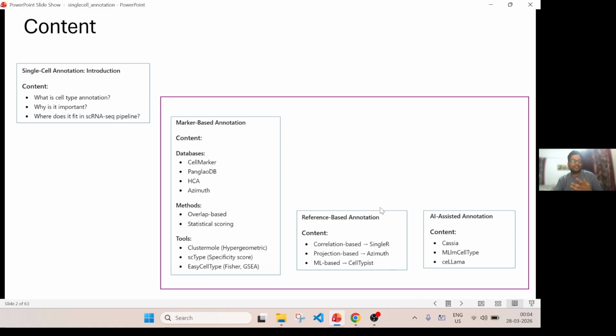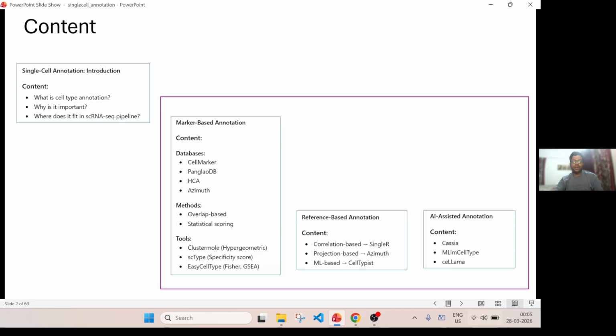The second category is reference based. So basically here you are taking your query data and you are aligning or mapping it against a reference single cell data. This is the same as how we take our genome sequence reference and align the reads, right? The same way you take the single cell data and you align, or map, it to a reference data.